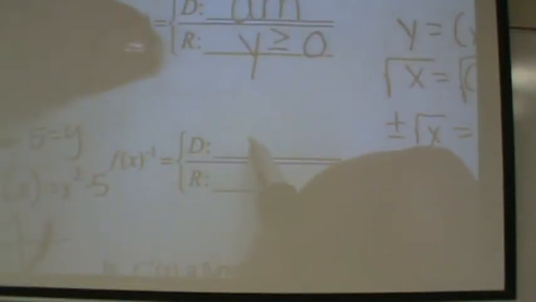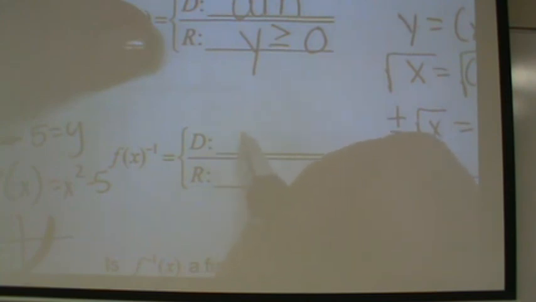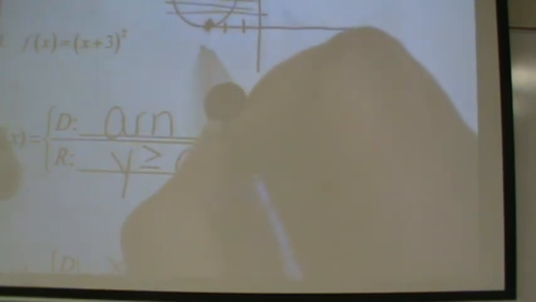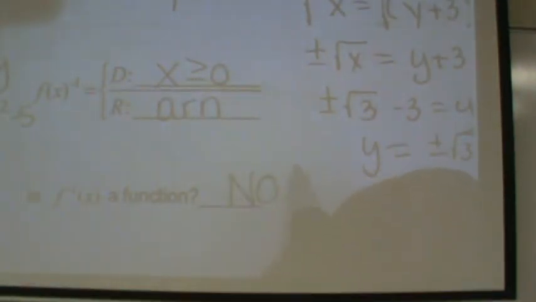Can you tell me what the domain and the range is going to be for this? What's the domain going to be? X is greater than or equal to 0. What's the range? All real numbers. Now, was this a function? I mean, it's normally a function, but is it 1 to 1? Does it pass the horizontal line test? No. So its inverse will not be a function.